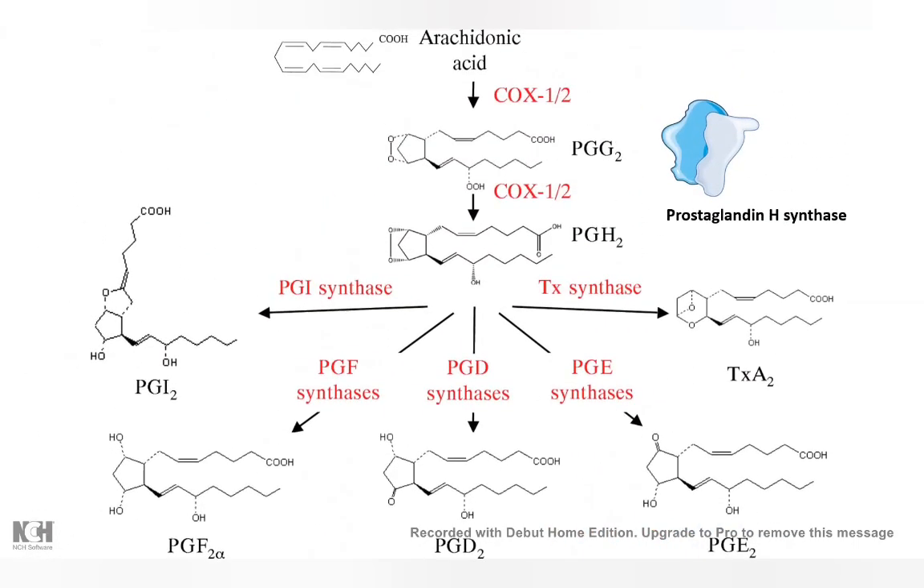Now this process is a bit more detailed and a bit more complicated. From prostaglandin H2, with several enzymes, a variety of prostaglandins can be synthesized. For example, PGI synthase gives rise to prostaglandin I2, whereas PGD synthase gives rise to prostaglandin D2, and thromboxane synthase gives rise to thromboxane A2. All these prostaglandins have different functions, which we will be discussing soon.